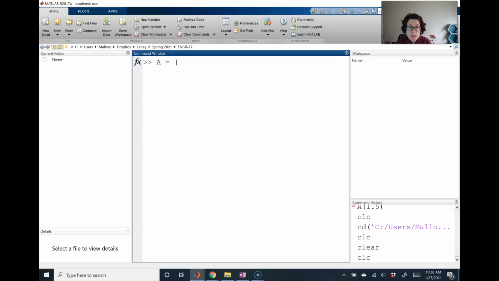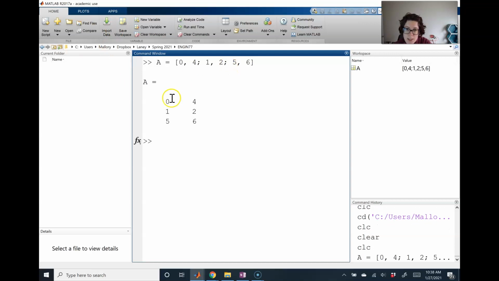So I'm going to start my matrix with a square bracket, and then 0, 4 is that first line, semicolon, 1, 2, semicolon, 5, 6. I could put a semicolon here to suppress output. I'm just not going to put it there so I can see this printed out. So my first row is 0, 4, second row 1, 2, third row 5, 6. So next I have my B matrix. First row is 1, 2, second row is 7, 3, third row is 2, 0.